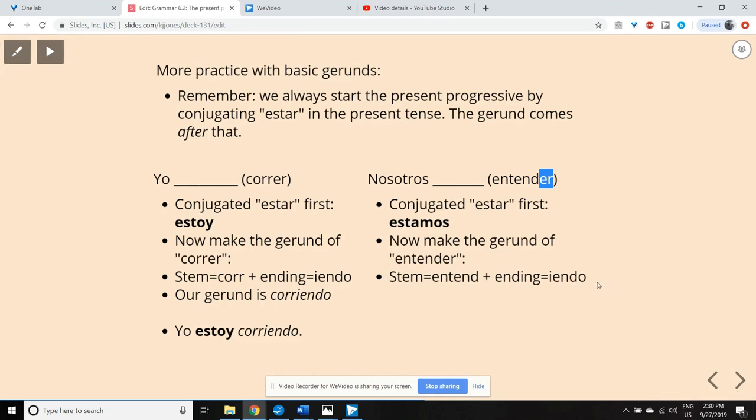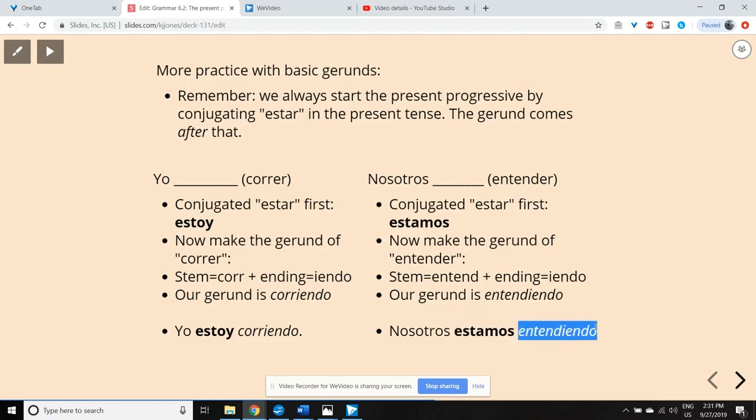To that, we add our gerund ending for ER verbs. That's I-E-N-D-O. And that gives us, altogether, the correct gerund, entendiendo. So all together, we then have nosotros estamos entendiendo. And of course, I didn't accent it down here because I'm not an idiot. I'm really sorry about that error, you guys. So conjugated to be verb, estamos, gerund, entendiendo.